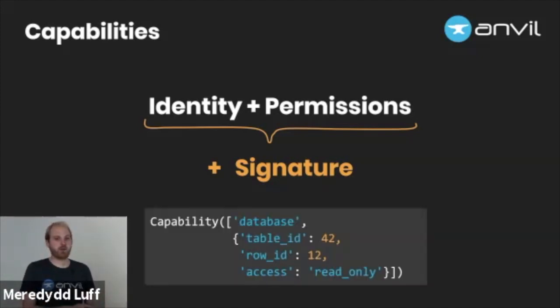Here's an example of what that looks like in practice. So this is a capability that's scoped to the database and table number 42, row number 12, read-only access. And you can construct these objects in your own code and pass them around and check them. We have tutorials on the website.